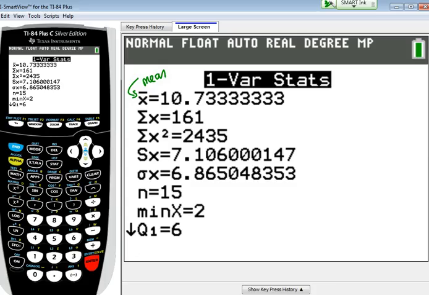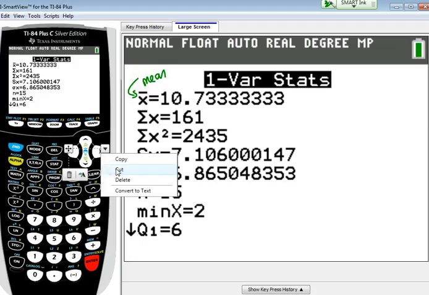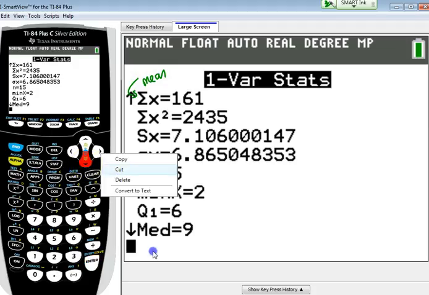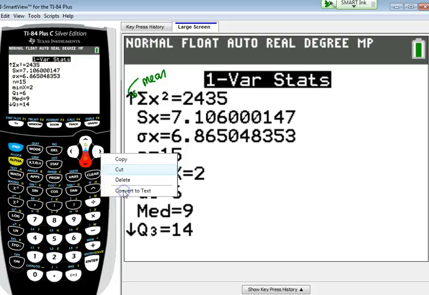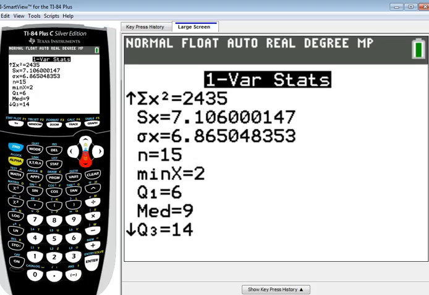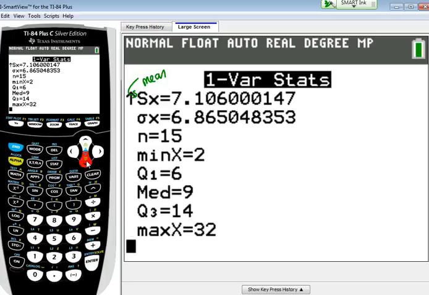Now, if we want to figure out what the median is, arrow down. Use your calculator button. There we go. So arrow down until you find MED. That's going to be the median.